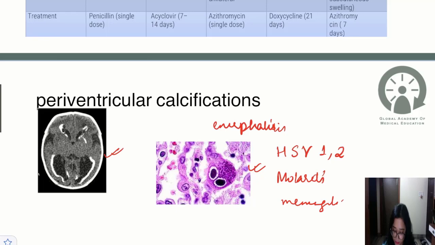And in histopathology we have this characteristic appearance. This is known as owl's eye appearance.